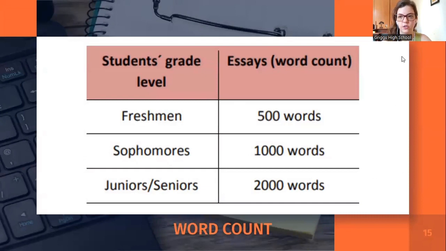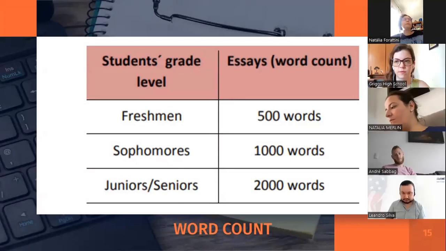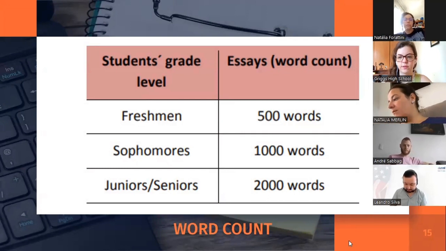Yes, Nach. I just wanted to ask, do they have the chance of writing a first draft and then revisiting it? Okay. Not only a first draft, usually I work with 3 drafts.